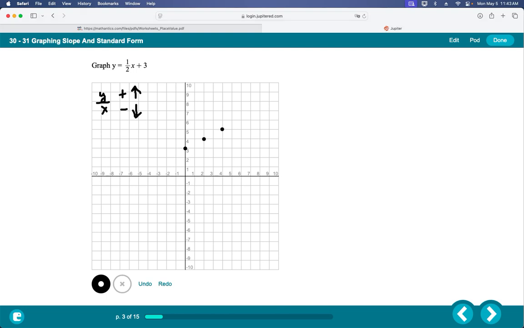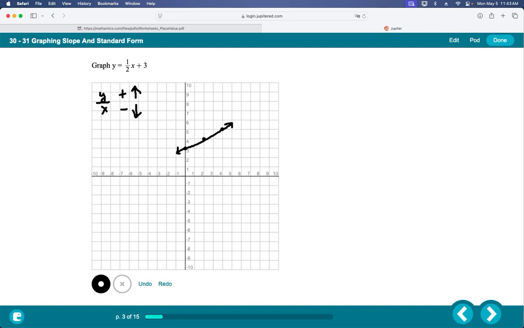You only need 3 points to draw a straight line. We go from point to point to point. Put our little arrows on the end. It's very important you put the arrows on the end because the arrows mean the line goes on indefinitely, because it does. All right, so that is how you would graph a line.